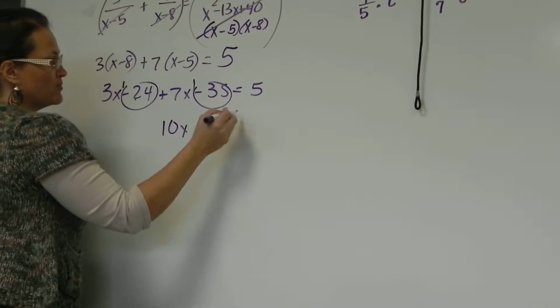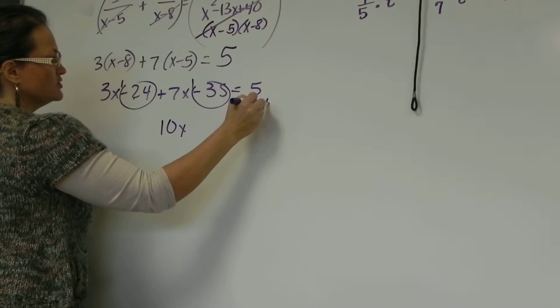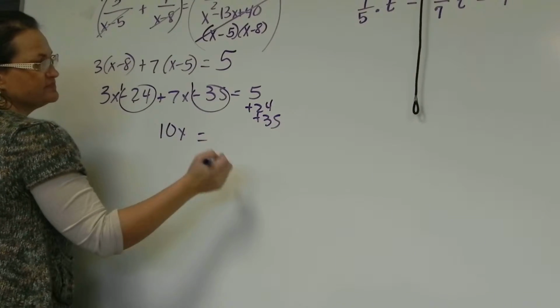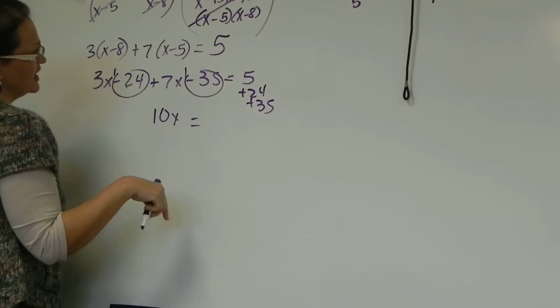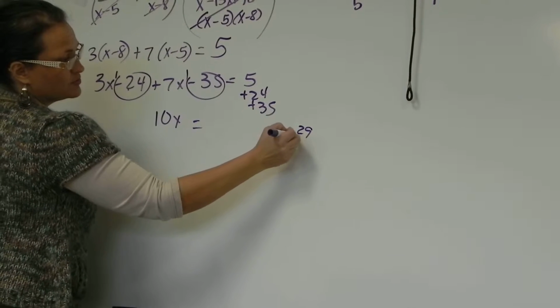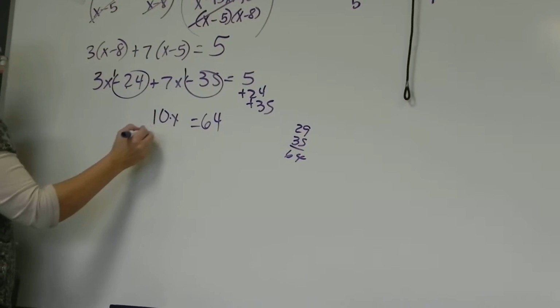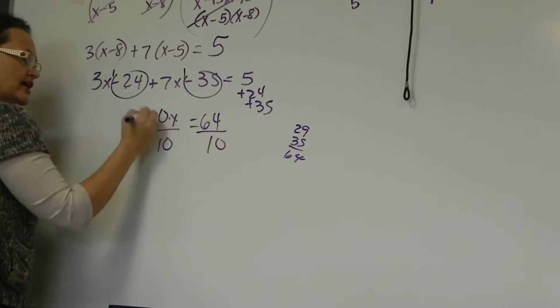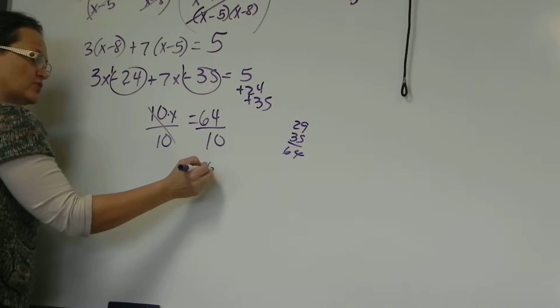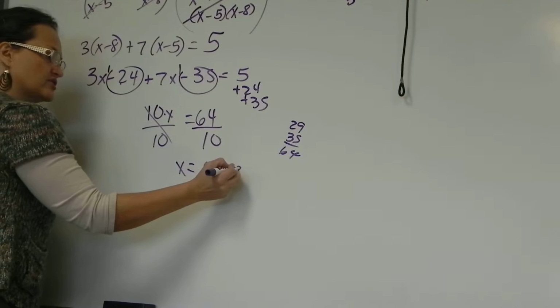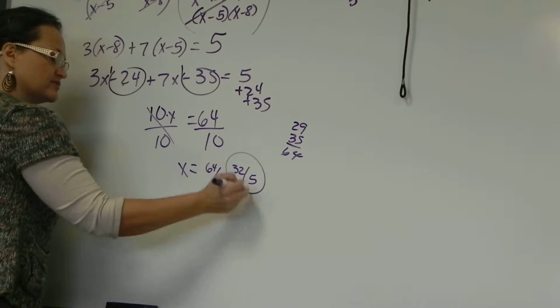So minus 24 and minus 35 become plus 24 and plus 35. So combining all that together is 64. And then divide by what's with your variable. Divide out by 10. And x is 64 tenths. We should reduce that to 32 over 5.